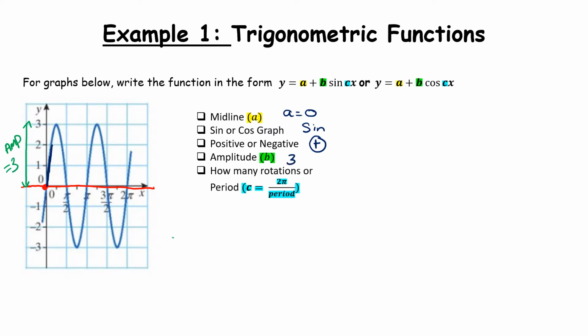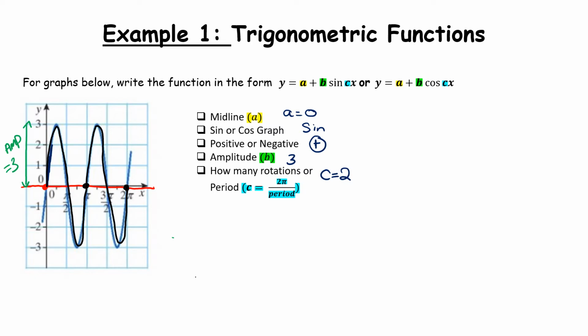Okay, and then our final piece is C, so how many rotations, or we can use the idea of the period. Now, I'll always check to see if I can count rotations. So it goes up, down, and back. There's 1 rotation. And here's 2 rotations. So it rotates twice. So C equals 2. No need for that other formula.